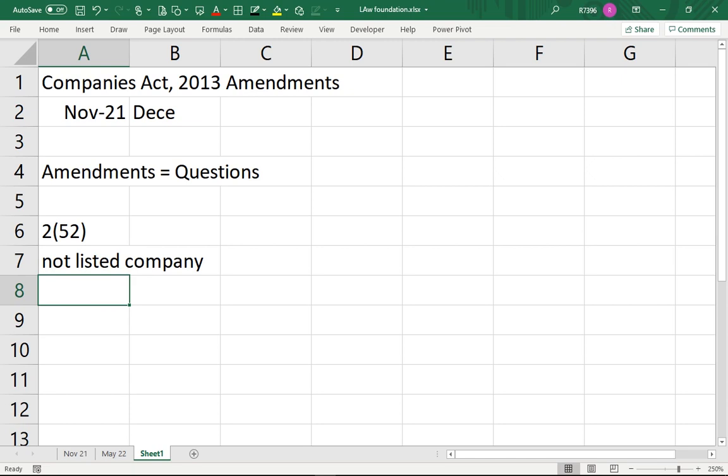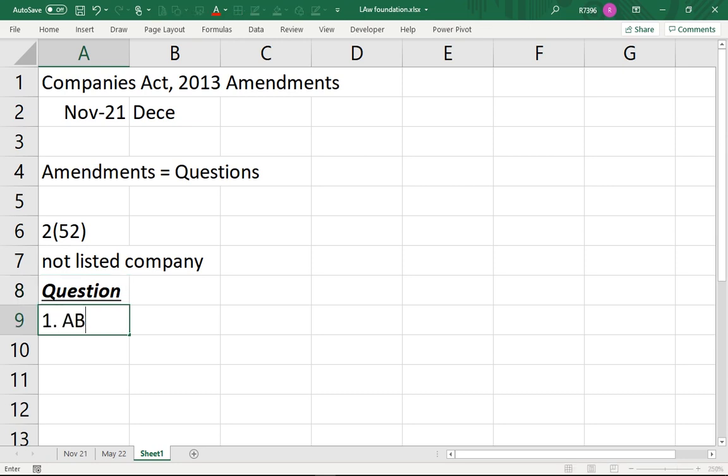So now from this definition, what kind of question can they ask? They can simply ask that from the given list, which companies are listed companies and which companies are not listed companies. Let's understand the question first of all, and then we are going to learn how this amendment helps us to solve this particular question. Suppose it is said that following are the companies, explain whether each is a listed company or not.